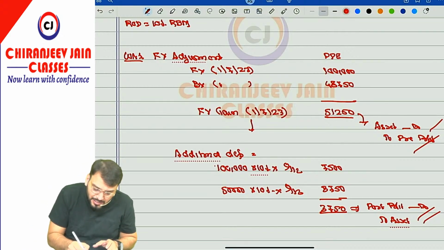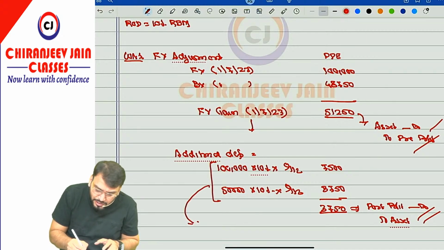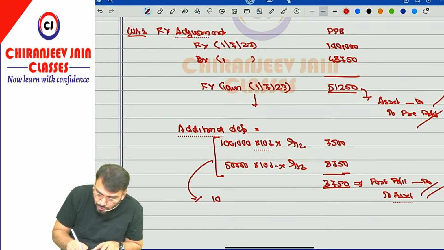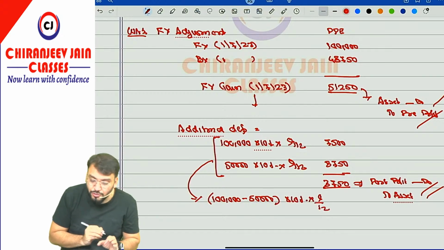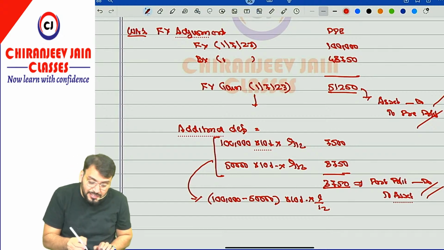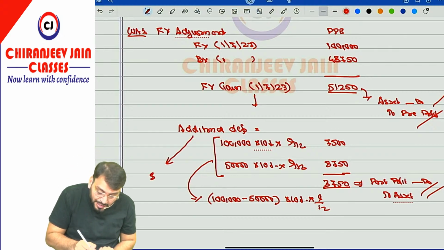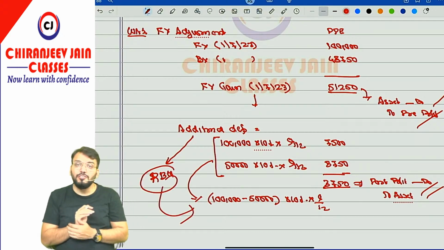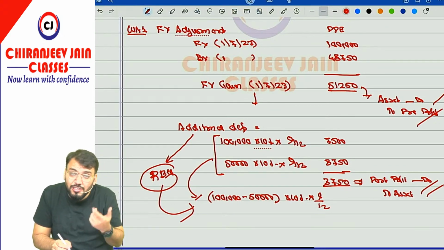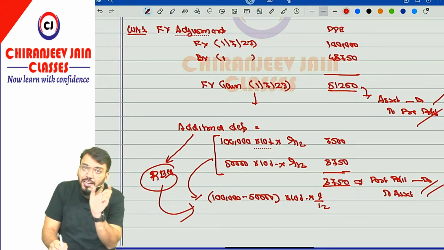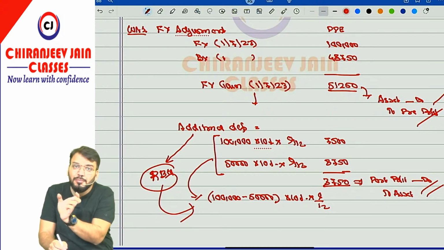Correct. Now, can I say we can do this calculation in this way also? Simple. Fair value is 1 lakh. Opening balance is 50,000 into 10% into 9 by 12. So we can use this also. Whenever the question has said that depreciation is calculated by using RBM, then always use this formula. So whenever depreciation is calculated by reducing balance method, this will be the formula: fair value minus book value into rate of depreciation multiplied by period.